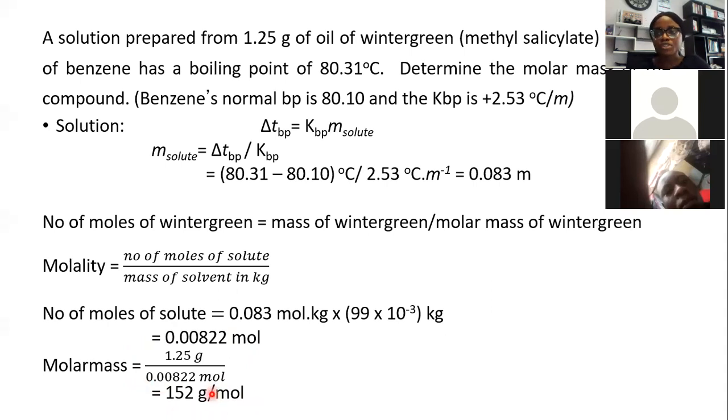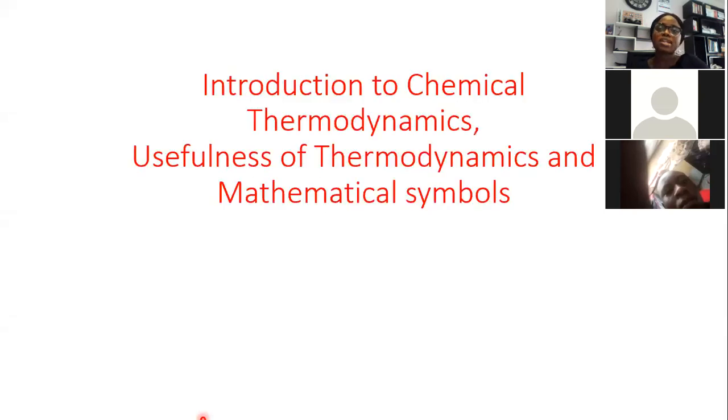And it's easy for you to check if this solution is correct, because wintergreen is methyl salicylate. So if you just pick your phone, Google the molar mass of methyl salicylate, what you're going to get will be 152 grams per mole. So I'm sure with this discussion, those of you that couldn't grasp this in class on Monday are much better now. Please take time to solve the practice questions. All right, so we move to today's class.